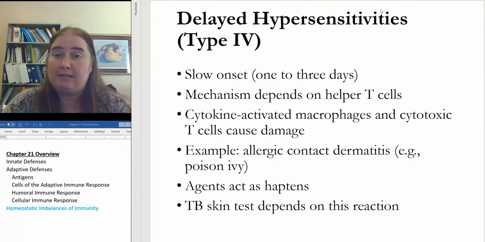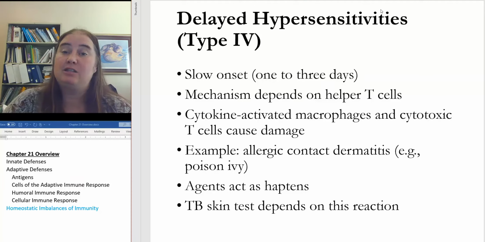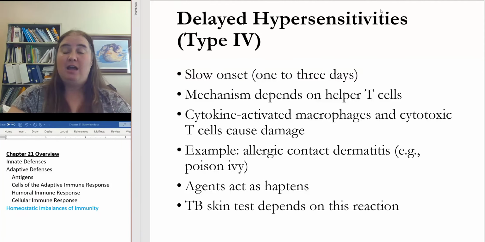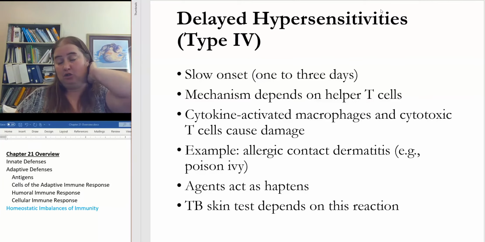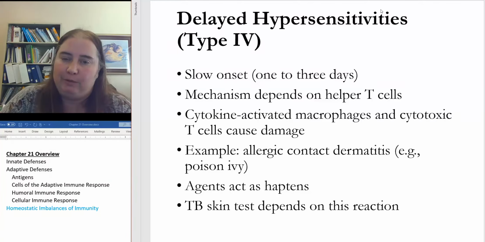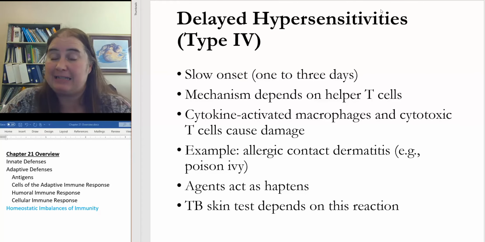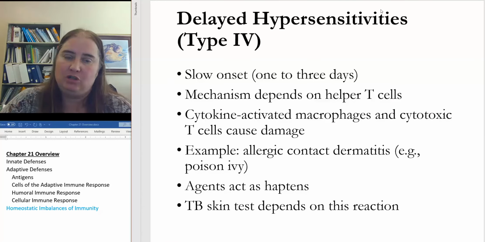Our last hypersensitivity are delayed hypersensitivities. This is the only hypersensitivity that we talk about that has to do with our T cells. It's a super slow onset, usually 1 to 3 days. The mechanism depends on the helper T cells. Essentially what happens is the cytokine macrophages and our cytotoxic T cells become activated. They start to cause damage.